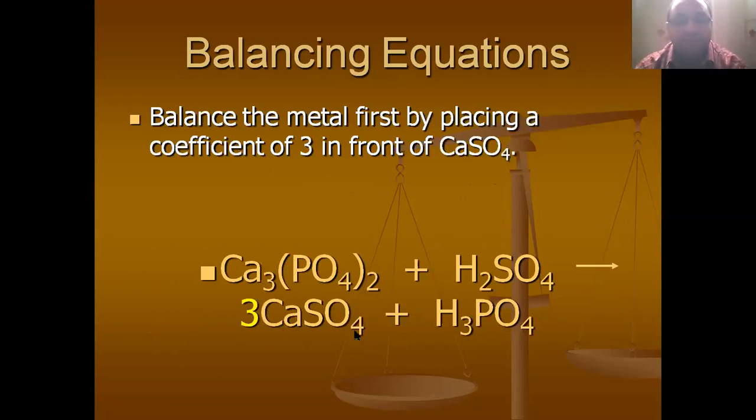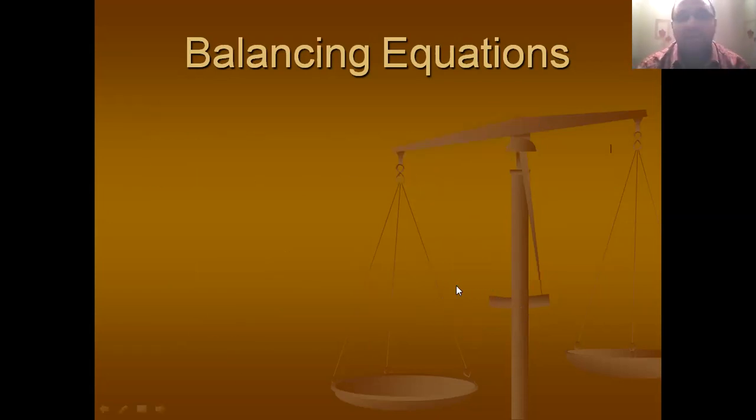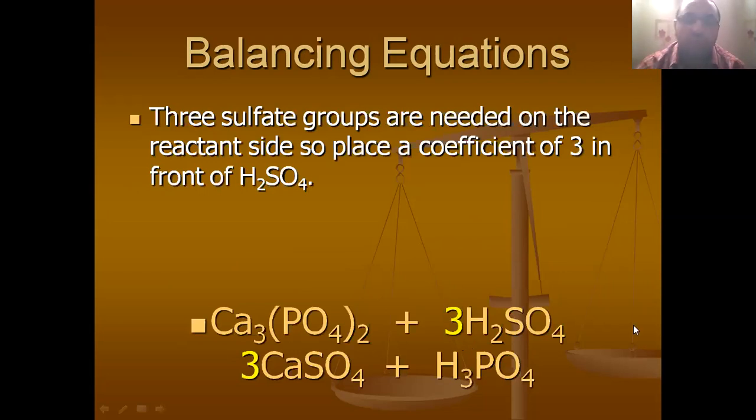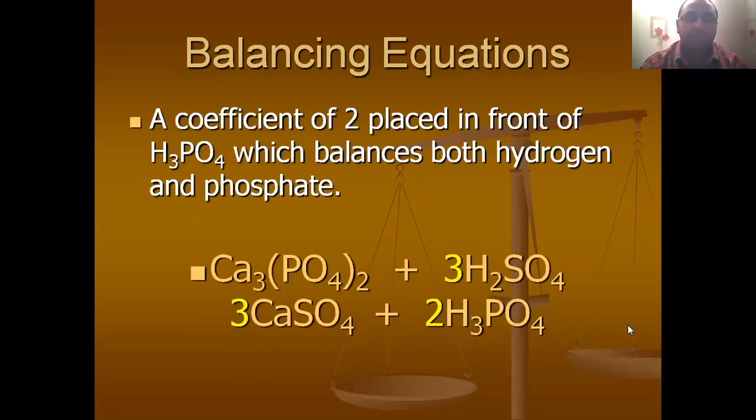3 calcium sulfate. We put this 3 coefficient to balance the calcium ion, but it will affect sulfate. Now we have how many sulfate on the right side? 3 sulfate. So returning to the left side to balance sulfate. So it will be 3 H2SO4. This 3 affected also hydrogen. So we have 3 times 2 means 6 hydrogens. So we must put on the right side 2 to balance hydrogen ions. So it will be 2 phosphoric acid, 3 calcium sulfate, 3 sulfuric acid.